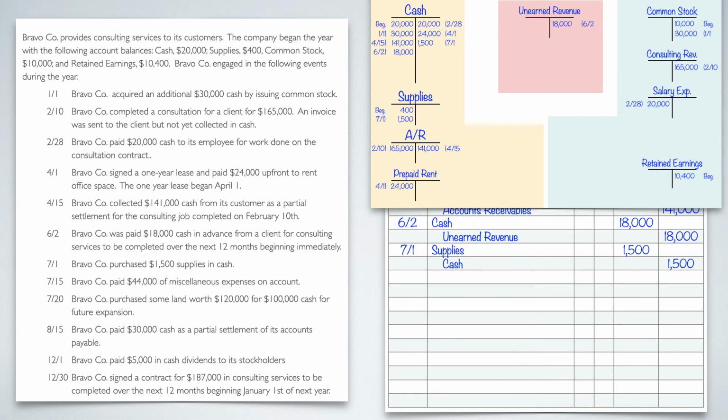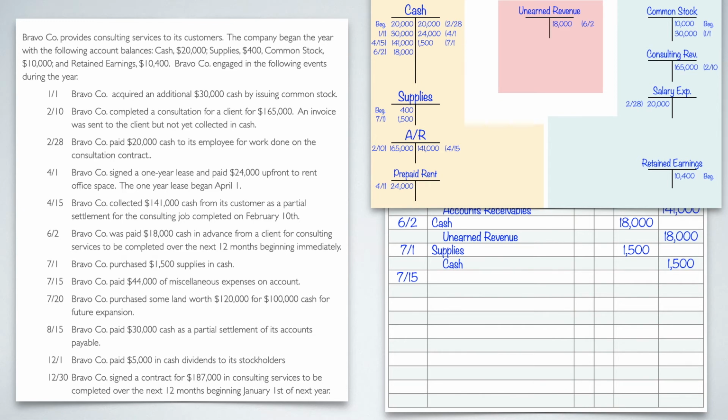On 7-15, Bravo Company paid $44,000 of miscellaneous expenses on account. So 7-15 is our date. Is cash being involved? No, cash is not being involved because it says on account. So that lets me know that I'm putting it on my tab. So what am I expected to do with this cash at a later date? Well, I'm expected to pay cash at a later date for this. So this is going to be an accounts payable.